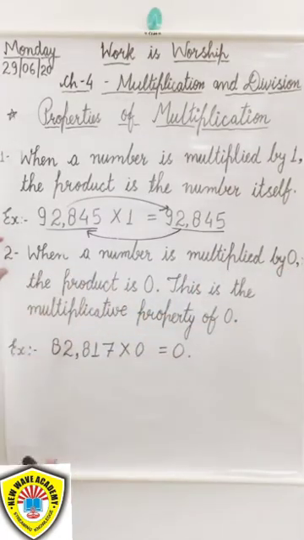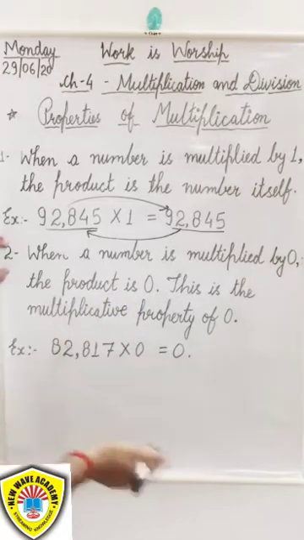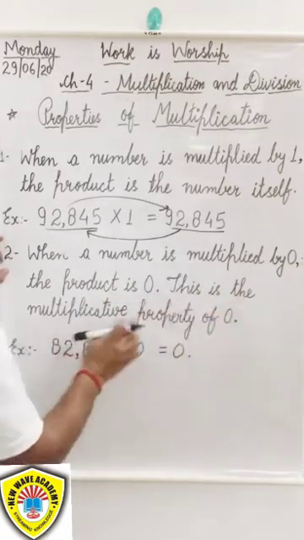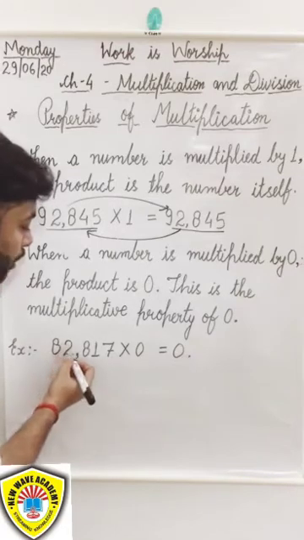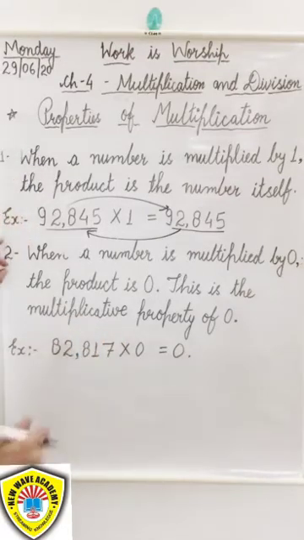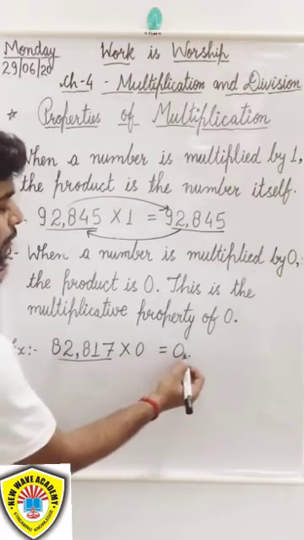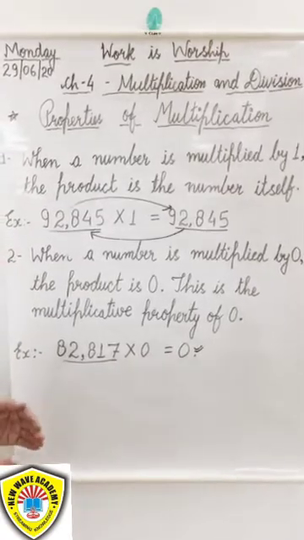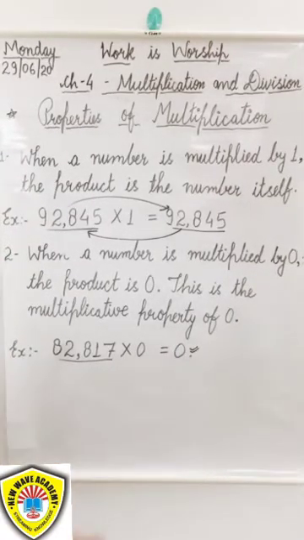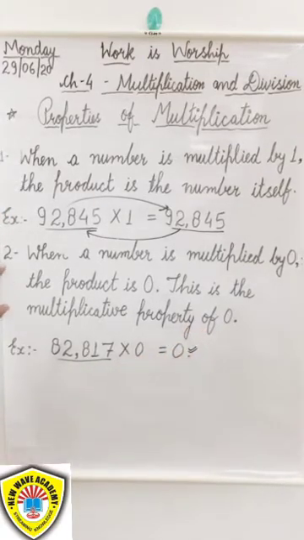Now the second property is, when a number is multiplied by 0, the product is 0. अगर हम किसी भी नंबर को 0 से मल्टीप्लाई करते हैं, तो हमें प्रोडक्ट क्या मिलेगा? 0. This is the multiplicative property of 0 also. ठीक है, ये मल्टीप्लिकेटिव प्रॉपर्टी 0 की है. Suppose that we have an example 82,870, and we have to multiply it by 0. So what is the product we will get? 0. It means any number, either it is greater or smaller, multiplied by 0, then the answer will be 0.